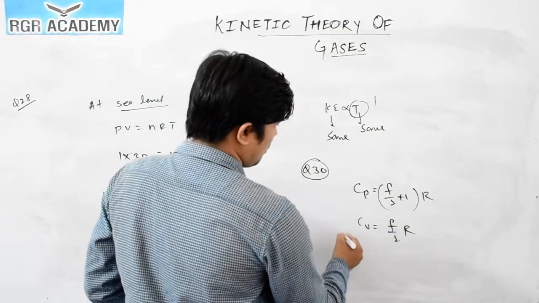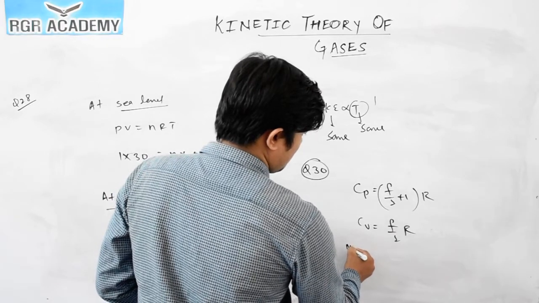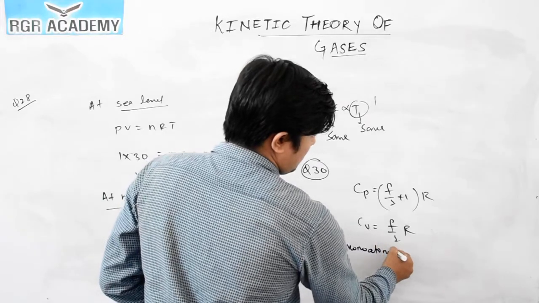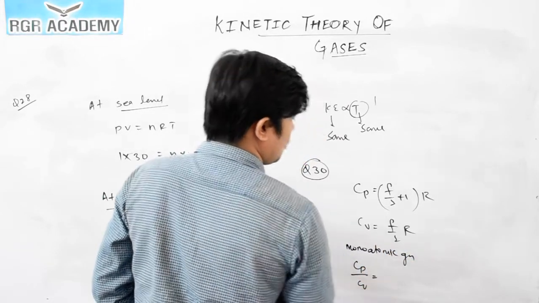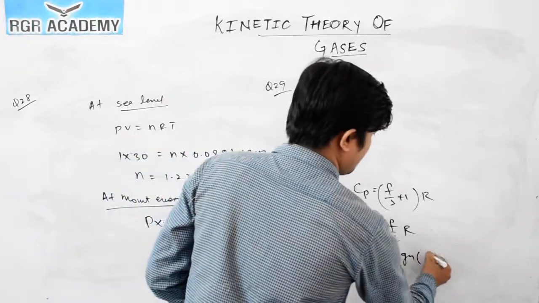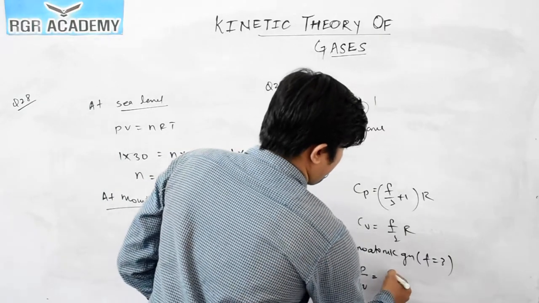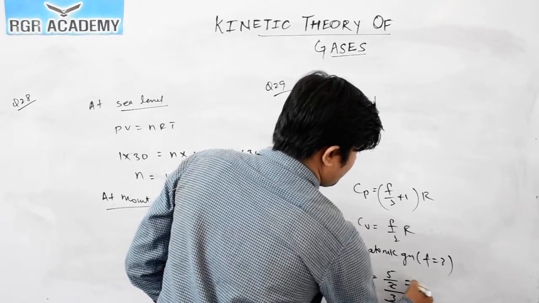So for monatomic gas, Cp by Cv will be equal to how much? If you take Cp by Cv, for monatomic gas F will be equal to 3. So that will be equal to 5 by 2 divided by 3 by 2. So it will be equal to 5 by 3.